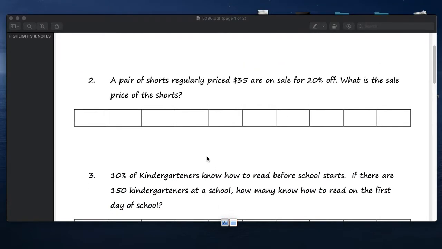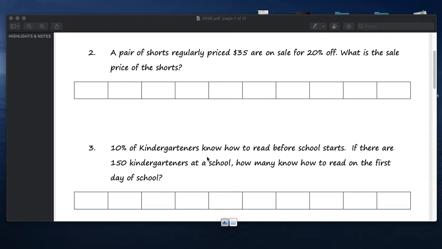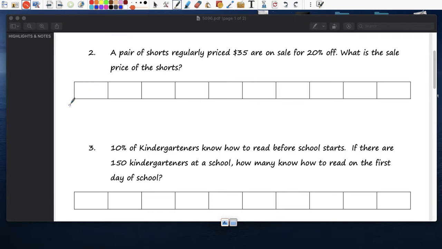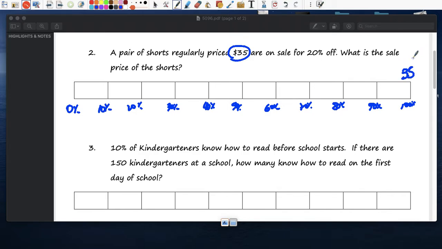Next one, a pair of shorts. This one's a discount problem. You go to the store, you're buying a pair of shorts. Again, 0%, we're going to go by 10%. Actually, this one I need to write all of them: 30%, 40%, 50%, 60%, 70%, 80%, 90%, 100%. How much are the shorts? $35 at full, 100%. If you have no discount, you pay $35. But you're given 20% off. So let's take 20% off.